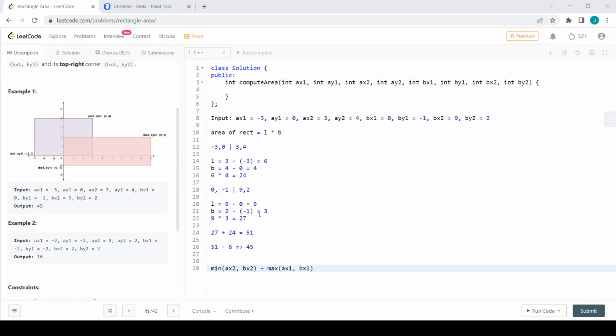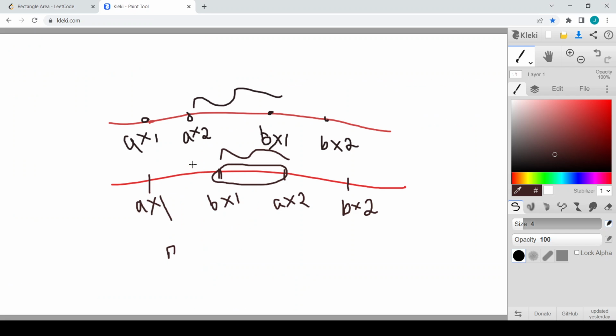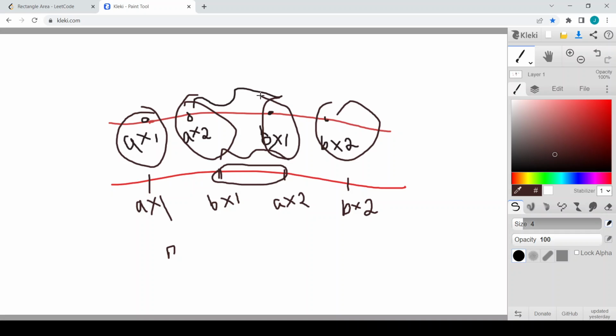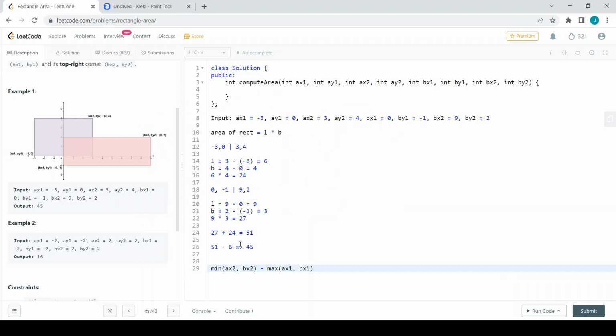So by this way we can just calculate the overlap region by taking the min of ax2 and bx2, the minimum in the x2 direction, and the maximum of ax1 and bx1. If we take that region and subtract them, and the subtracted value is greater than 0, then we say there is an overlap. This is nothing but the x overlap.